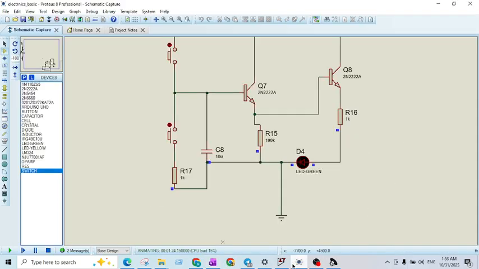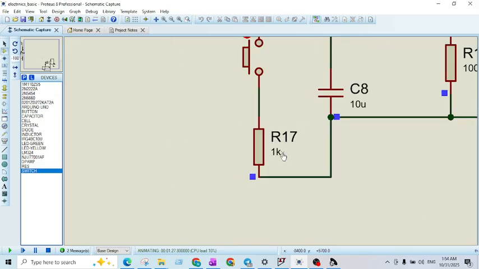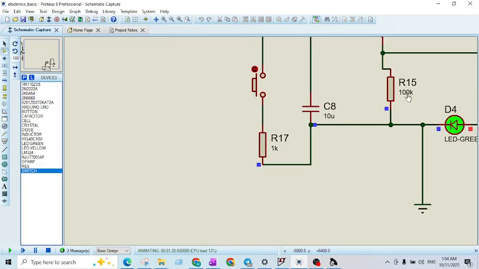Let me do this thing again. The LED is on. If you press this push button, the capacitor will have a new discharging path in this region. You see this is only 1K and this is 100K. That means this resistor is too low. Press here and the LED is off.